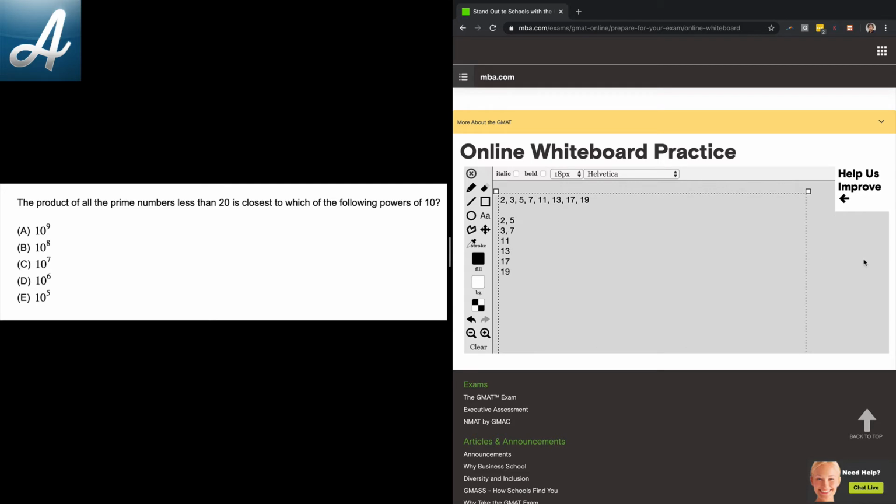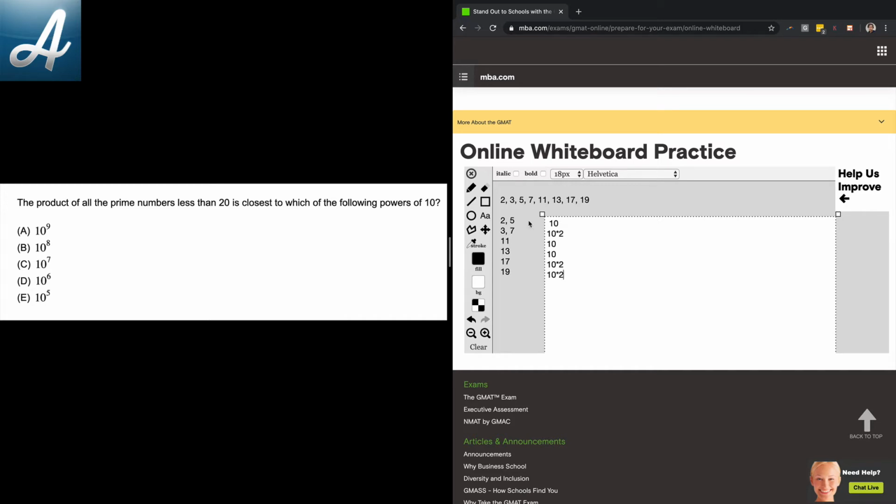I'd probably just make a new whiteboard. I think that's easier than trying to create a different list in the same one, and we can do the same thing, just give it some space. And now I'm just going to pull out my 10. So 2 and 5 is 10. 3 and 7, we're calling that 20, so that's 10 times 2. 11 is basically 10. 13 is basically 10. We're calling this one also 10 times 2, and same thing with 19. We're calling that 10 times 2.